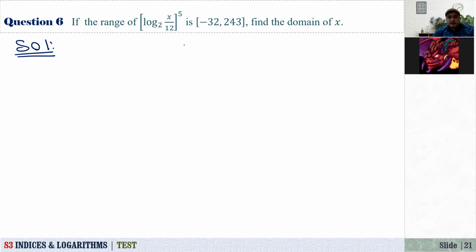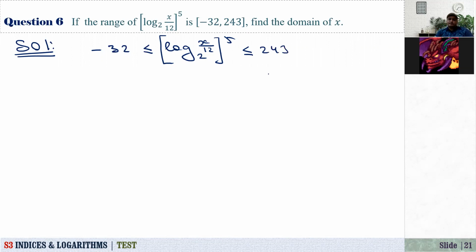So the logarithm of x over 12 to the base 2 is between these. So that means that minus 32 is less than or equal to the logarithm of x over 12 to the base 2 to the power 5, less than or equal to 243. So what is 32? Actually, I can just write 32 as 2 to the power of 5. And how about 243? It is 3 to the power of 5, right?